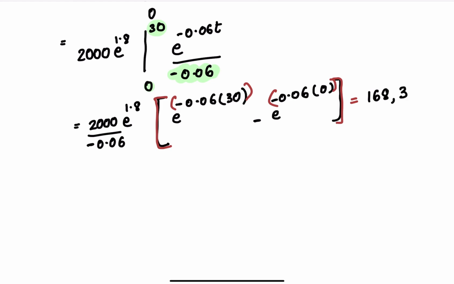168.3. I think they're asking us to round off to the nearest dollar, and that's what I end up with: $168,322. Okay, so you're investing $2,000 a year up to 30 years, and this is what you have.